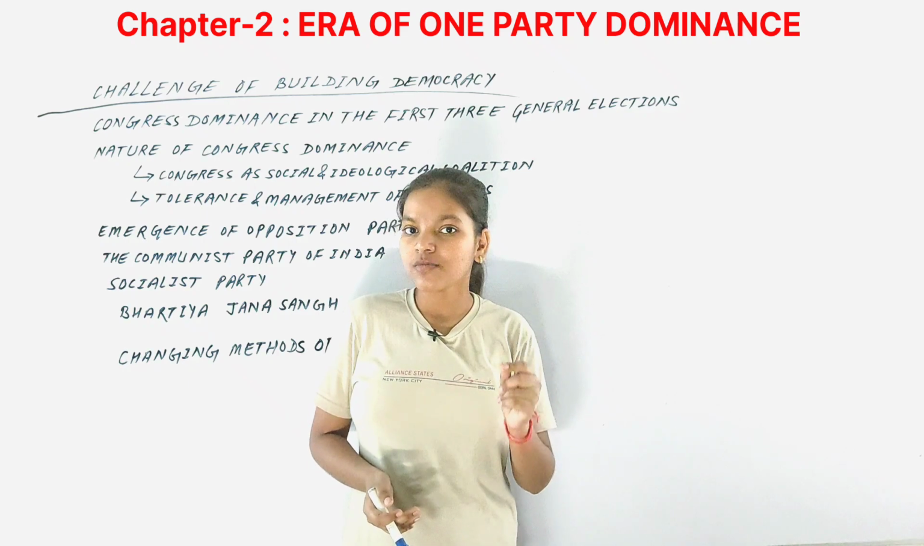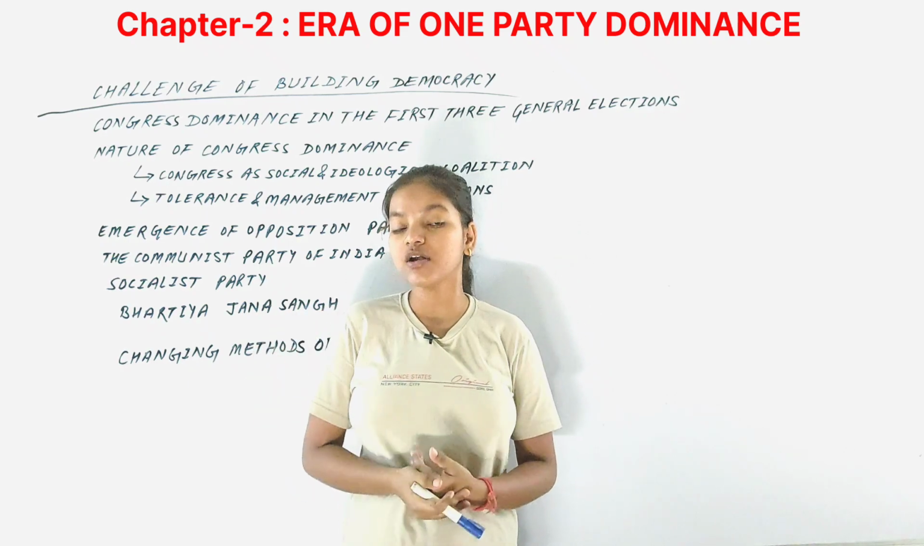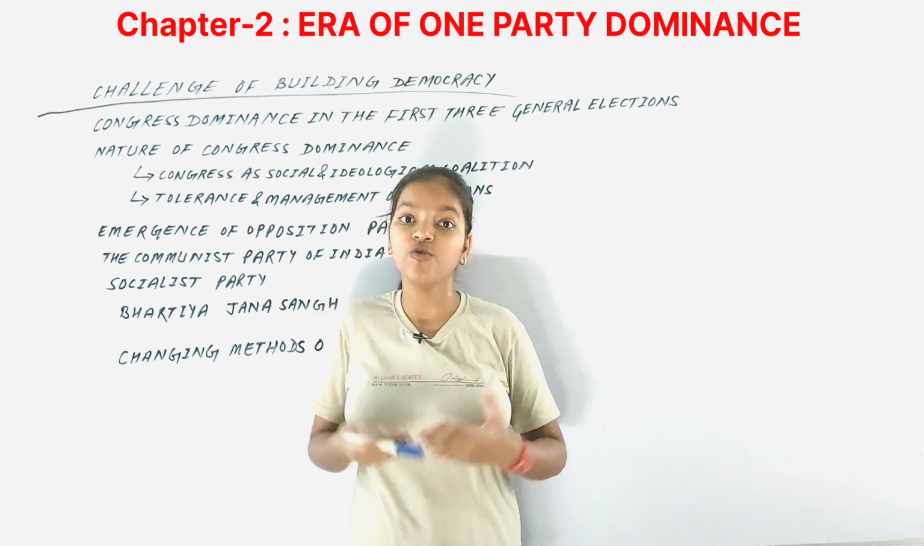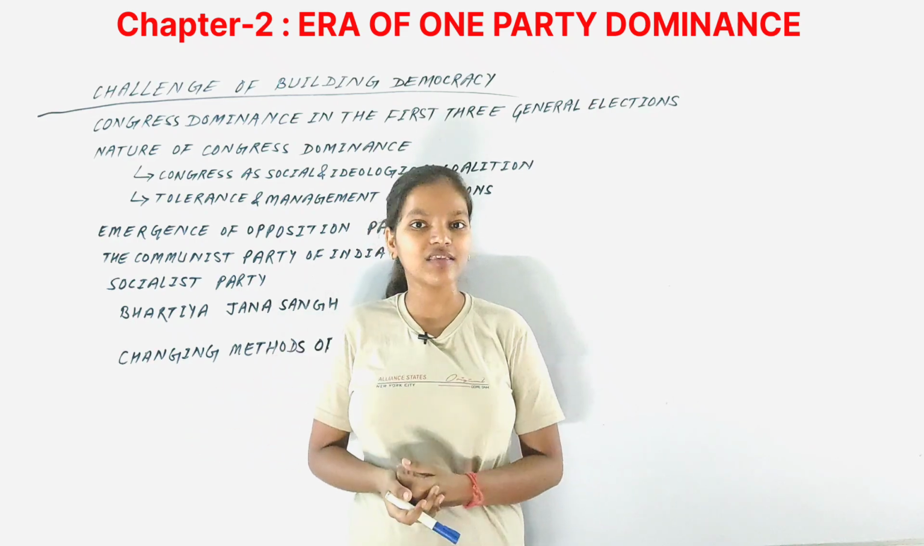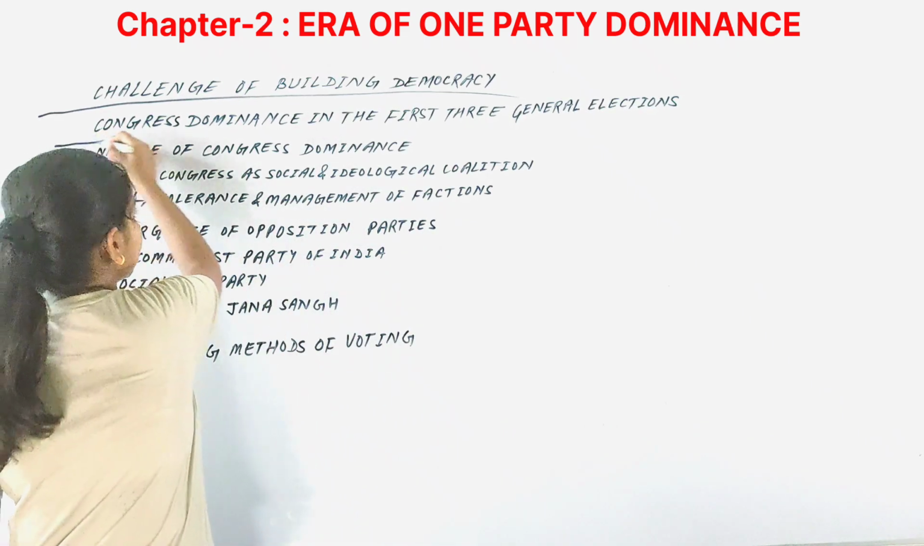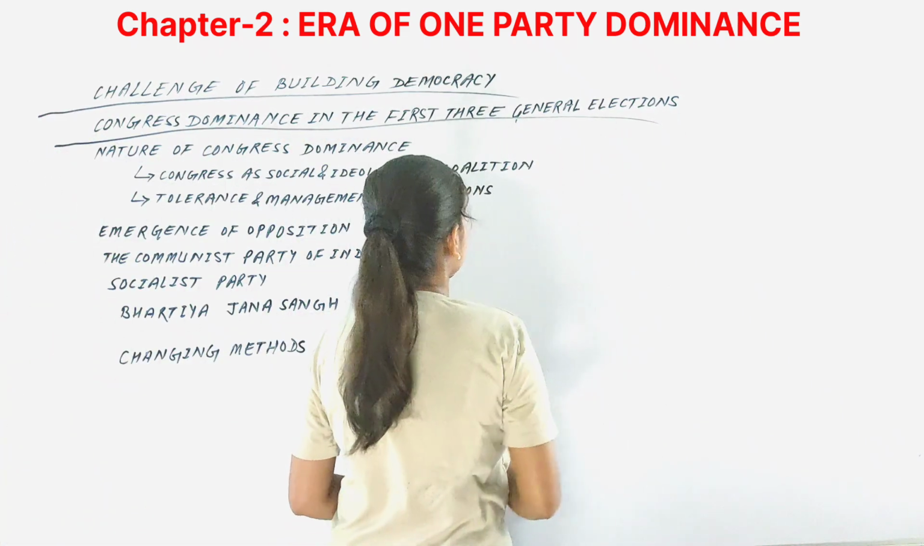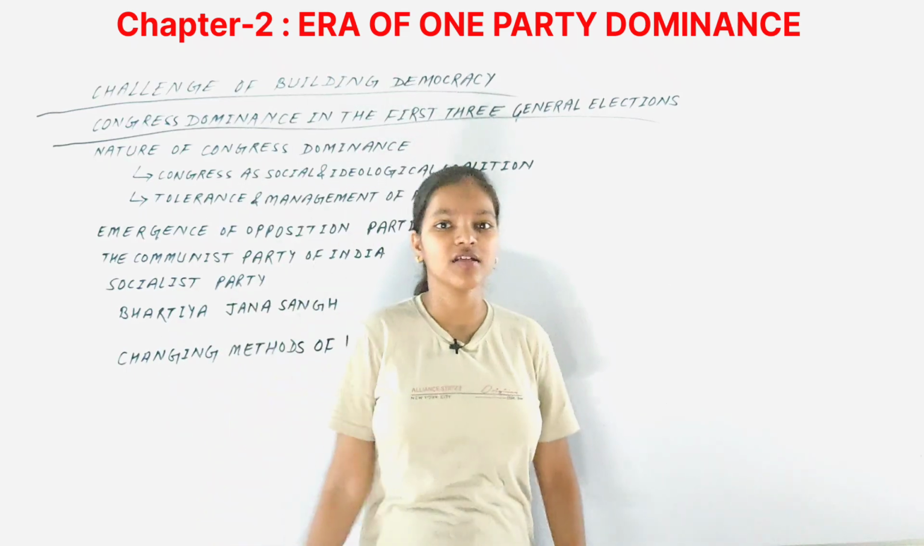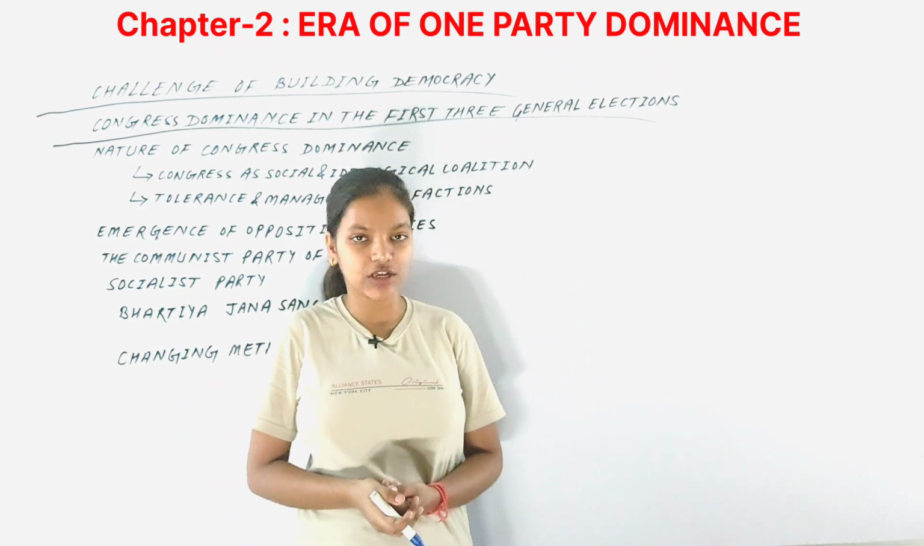Now next comes the question: after the general elections, what about the result? Who won? Who lost? Now let's see that as well. So the next topic here is Congress dominance in the first 3 general elections.